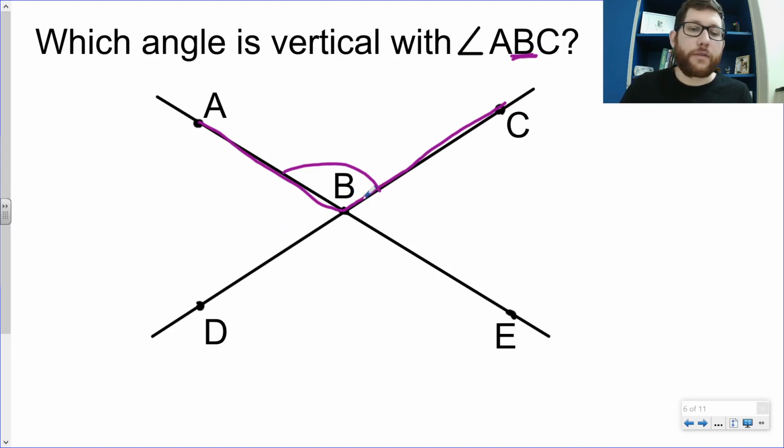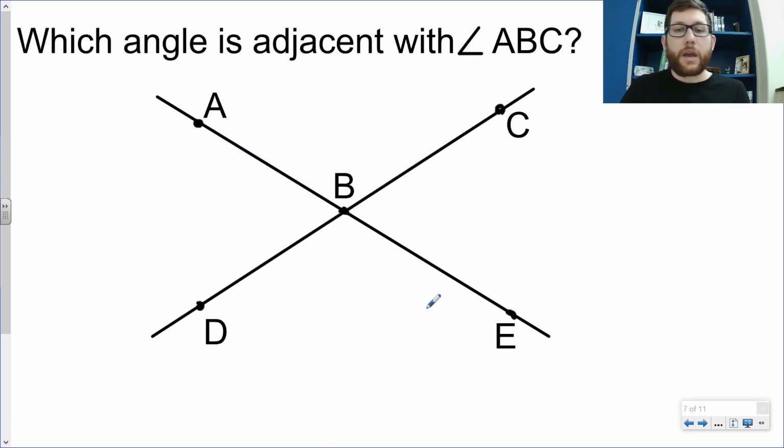Now, let's find our vertical angle. Our vertical angle should be opposite, so that should be this one right here. And we would call that angle DBE, right? Now, if you wanted to, you could find another name for this. You could also do angle EBD. Notice how B stays in the middle for both of them, EBD and DBE. B stays in the middle, and we're using D and E on either side, so that actually has 2 different names.